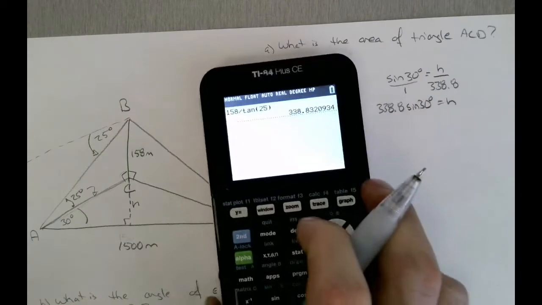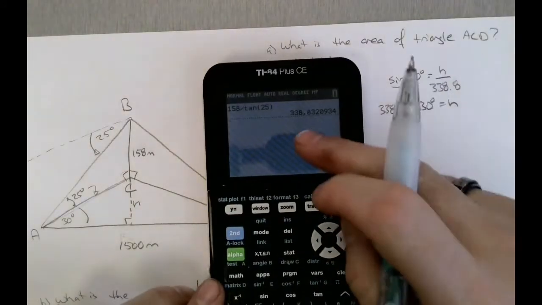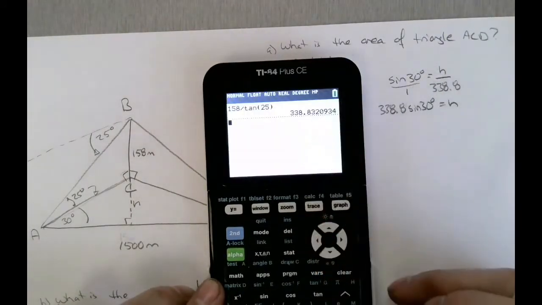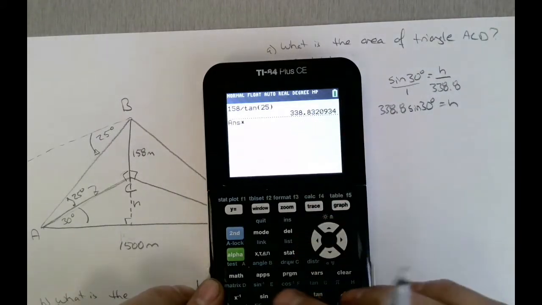Okay, so now I pull out my calculator. There's my 338.8. I'm going to multiply that by the sine of 30.